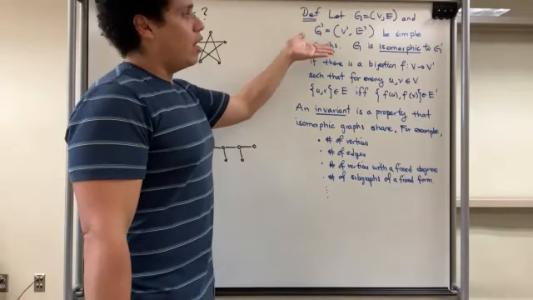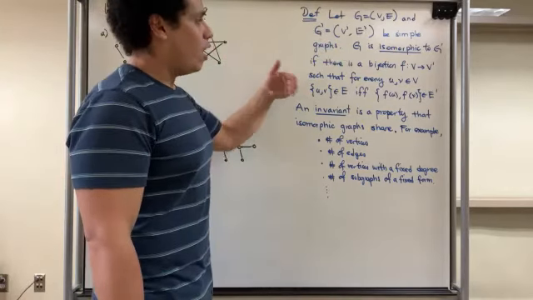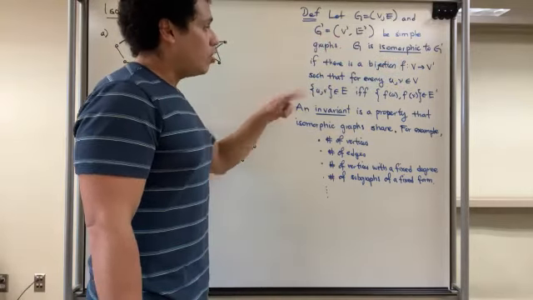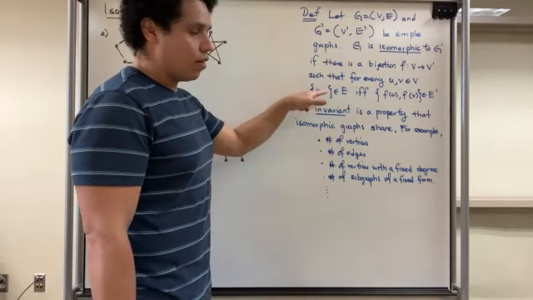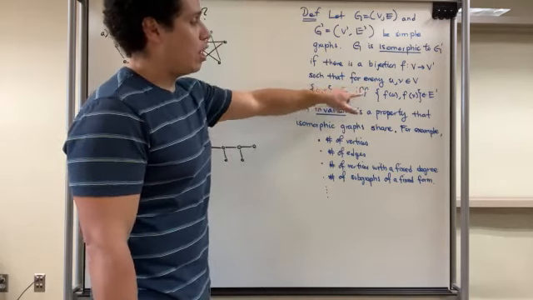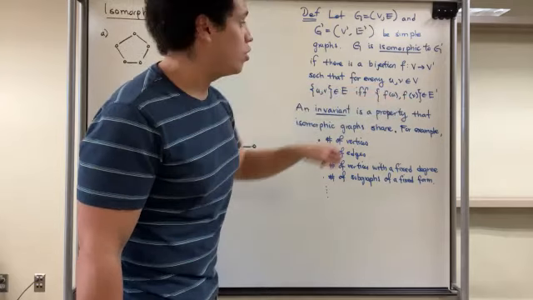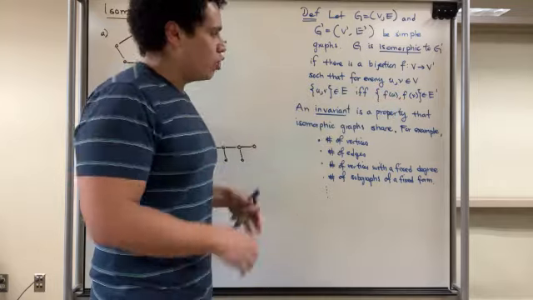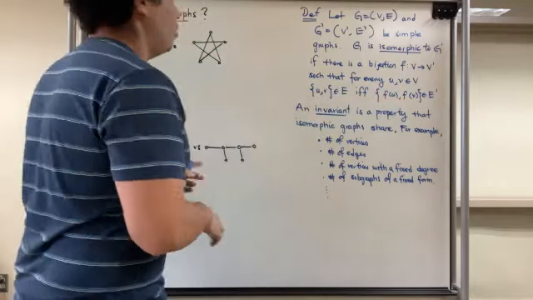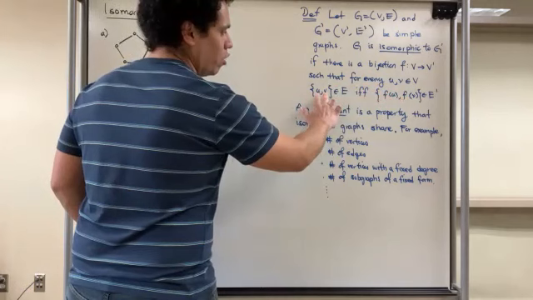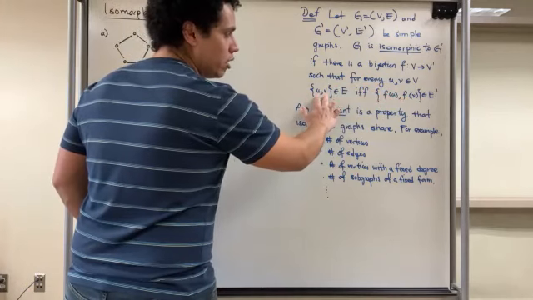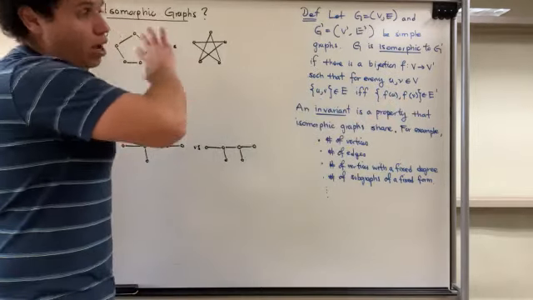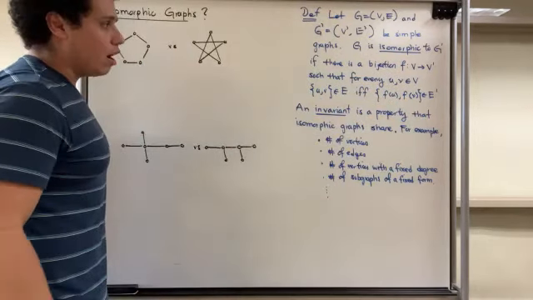So we would say that two graphs are isomorphic if there is a bijection between the set of vertices of those two graphs, such that for every two vertices that form an edge, they will form an edge also in the image. Well, that's a little bit confusing, but it would say that if U and V form an edge, then also F of U and F of V will form an edge in the other corresponding graph.